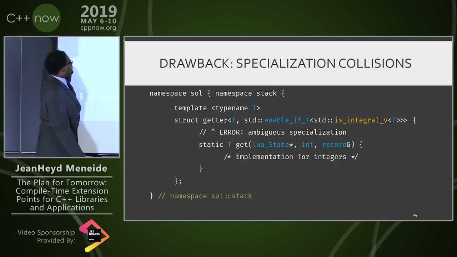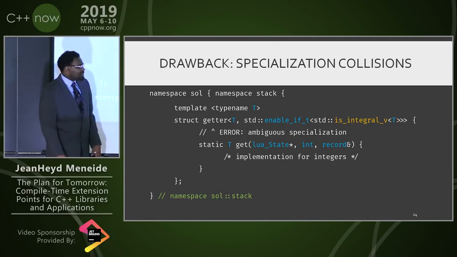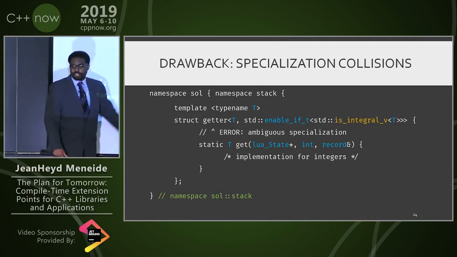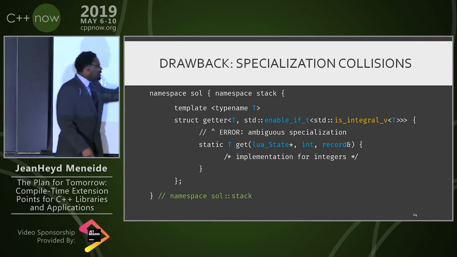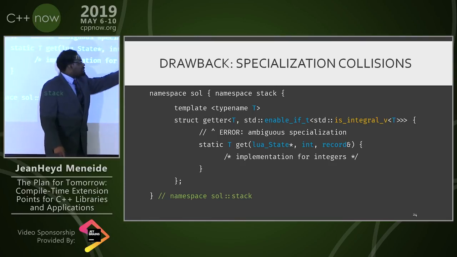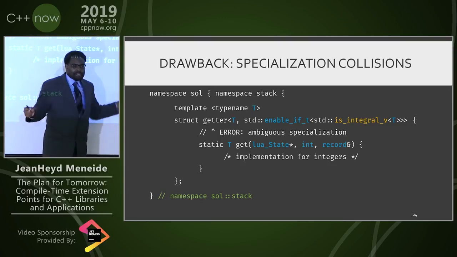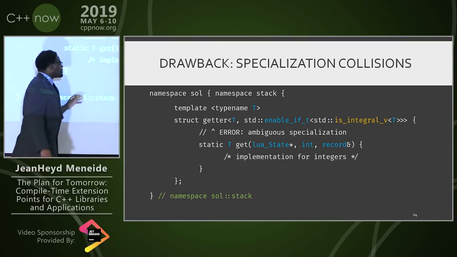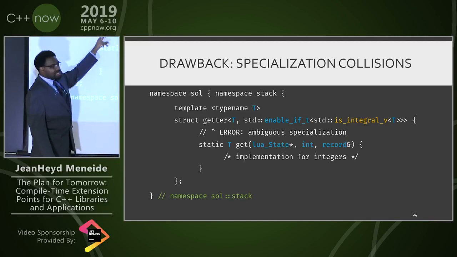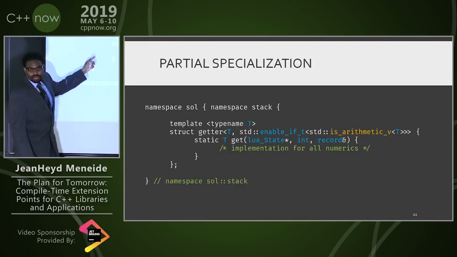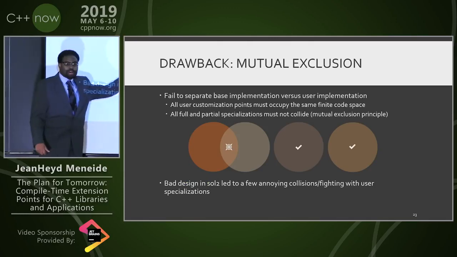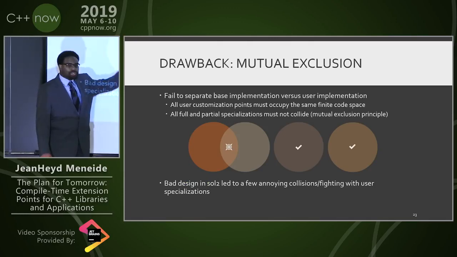Let's say the user cracked open namespace sol stack, and they wanted to do something just for integral types. I have one that handles arithmetic types, and I do both doubles and integers. But they're like, oh no, I'll just do integers. So they have this std::enable_if, and they use the same technique, the same partial specialization. But it's an error. It's ambiguous because it's clashing with this one. This is why we have this problem here. This is why there has to be mutual exclusion.